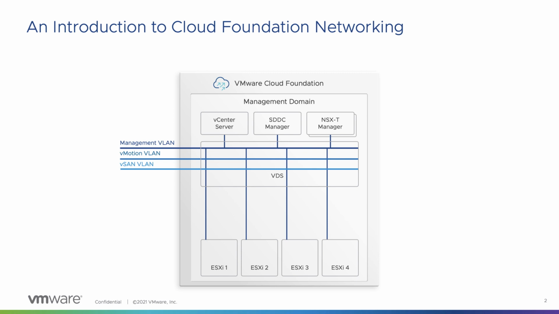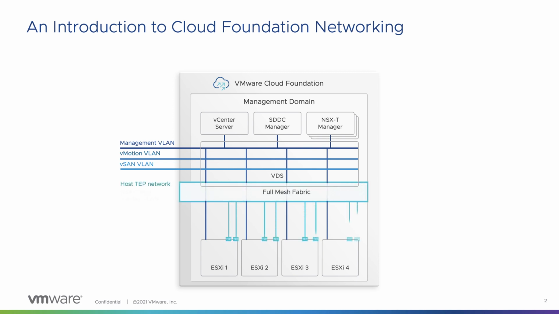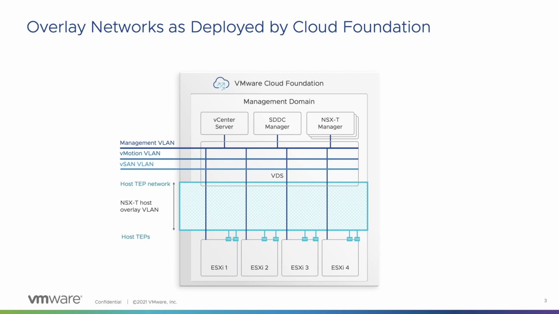The 4th VLAN is used by NSX to configure a host overlay network. This host overlay forms the basis of software-defined networking. Let's take a closer look at the host overlay network and how it's used in a Cloud Foundation deployment. Each host within the VCF workload domain is connected to one another using NSX-T host tunnel endpoints, known as TEPs, to form a full mesh between them.